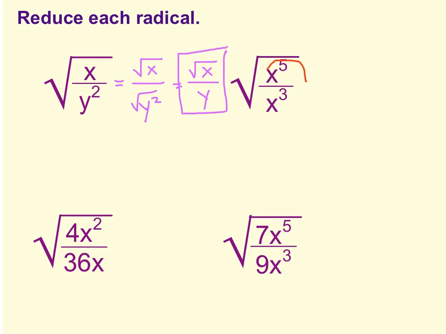Next one, let's go ahead and simplify that. That's going to give us the square root of, if you have x to the 5th over x cubed, that becomes x squared. And then what's the square root of x squared? Just an x.